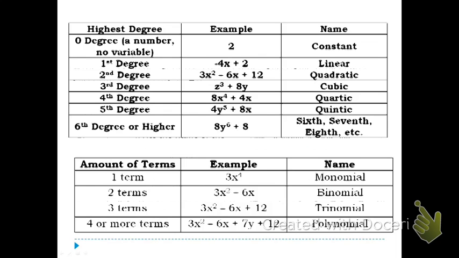So in summary, a polynomial is named by the highest degree or the highest exponent on the term. You have constant, linear, quadratic, cubic, quartic, quintic, and then 6th, 7th, 8th, and beyond. And the second part of the name is the number of terms it has. Monomial, binomial, trinomial, all the way up to polynomial for everything higher than that.